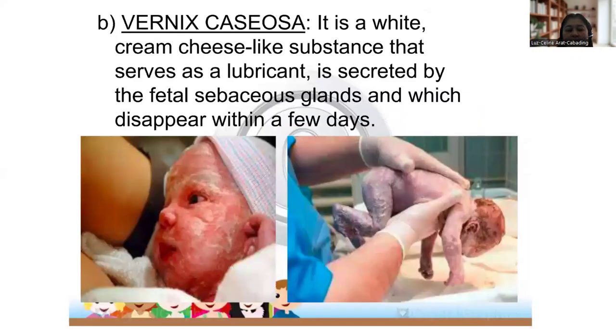Now, looking at the skin of the newborn, some newborns have this vernix caseosa, which is a white, cream cheese-like substance. And actually, this is normal, because it serves as a lubricant when the fetus was sliding out through the vaginal canal. This is secreted by the fetal sebaceous glands, and it is a normal part of the newborn, which will disappear within a few days.